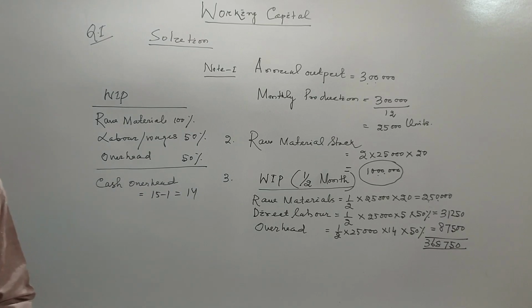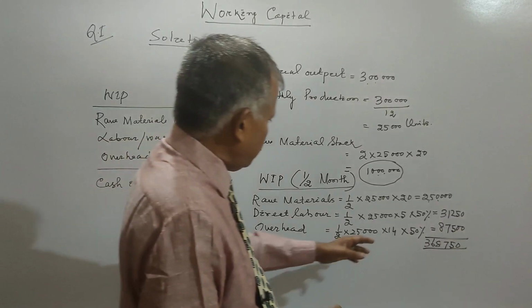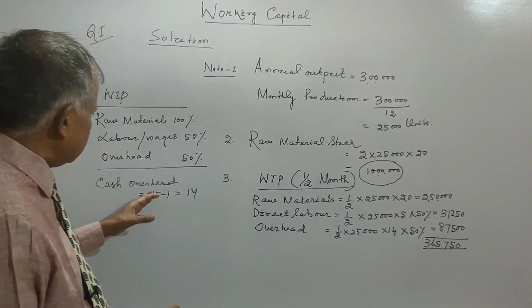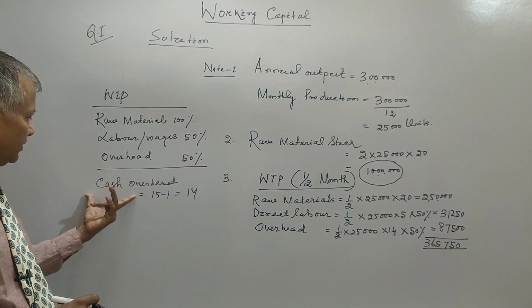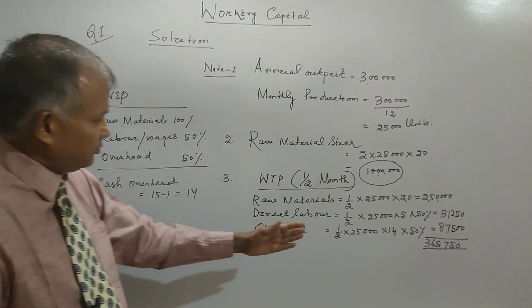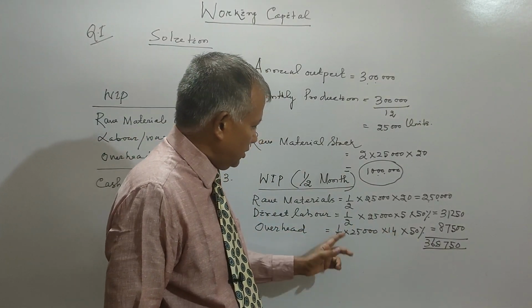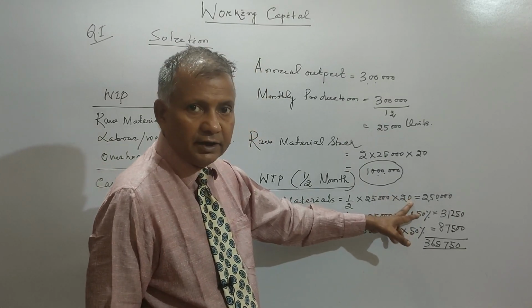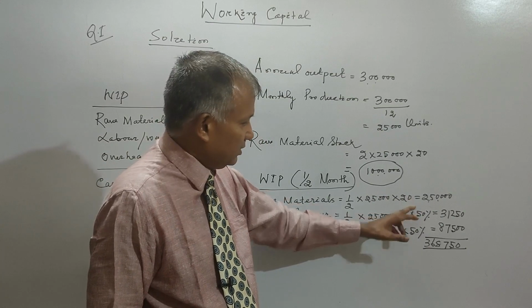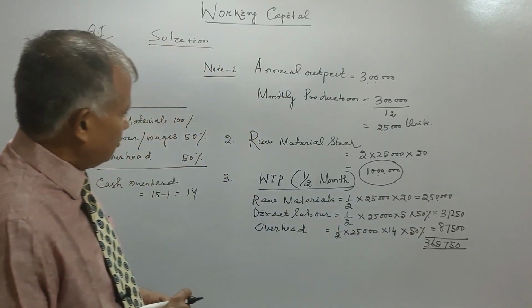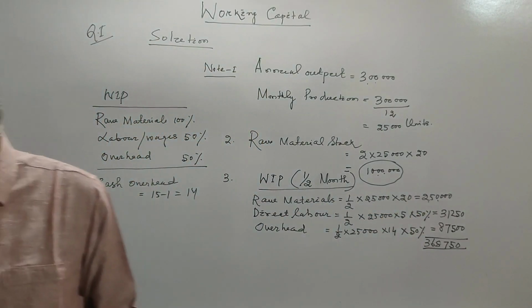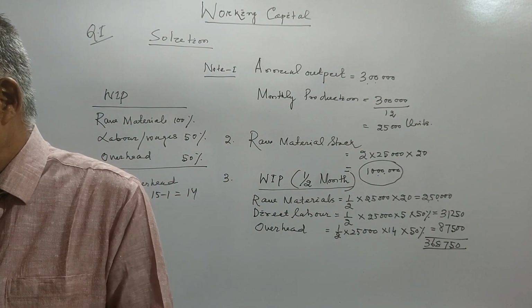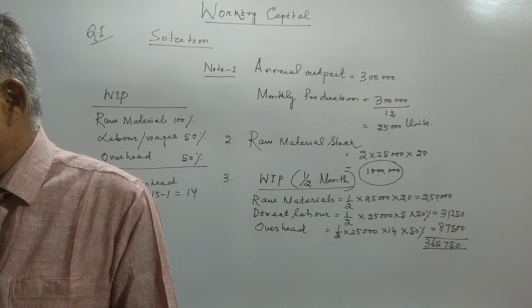I think all of you understood. This 14 rupees, 15 rupees is the overhead, 1 rupee is the depreciation. So we have taken the cash overhead as rupees 14. So half month and 50% here, it is 100% we have taken, and this is the valuation of work in progress. Then we will come to the valuation of your finished goods.